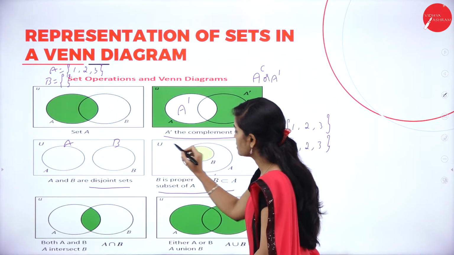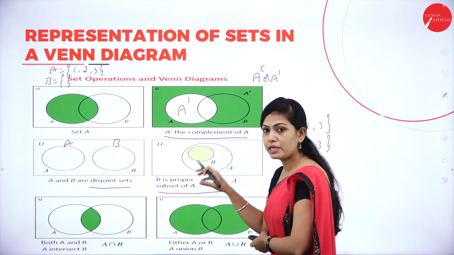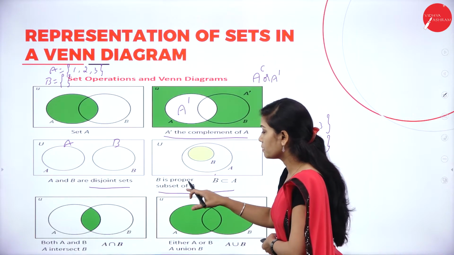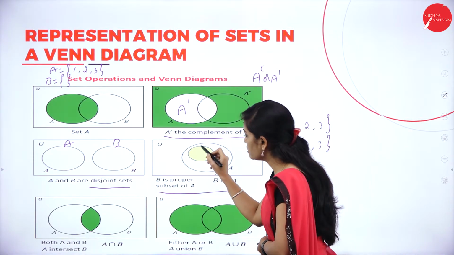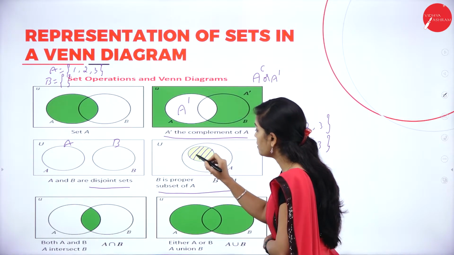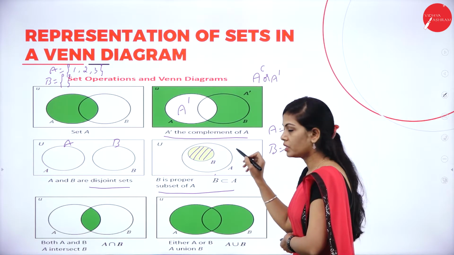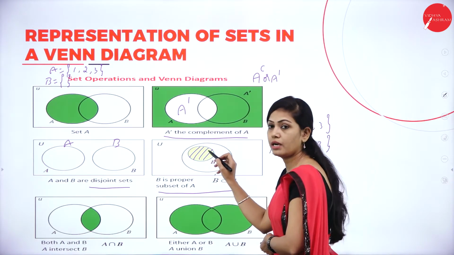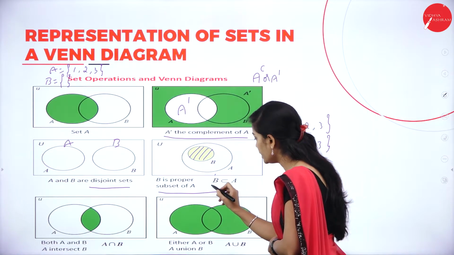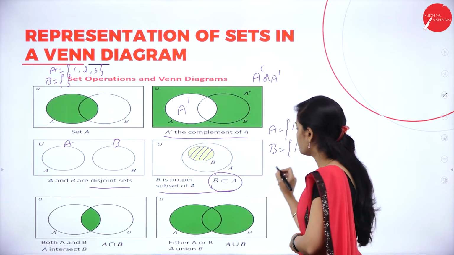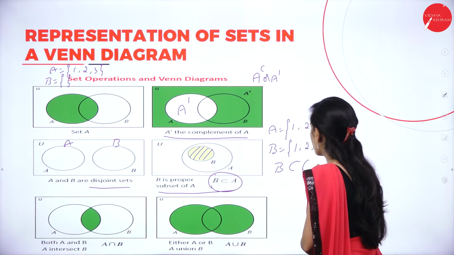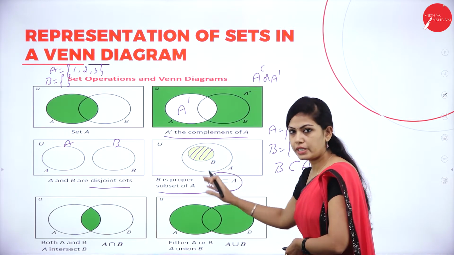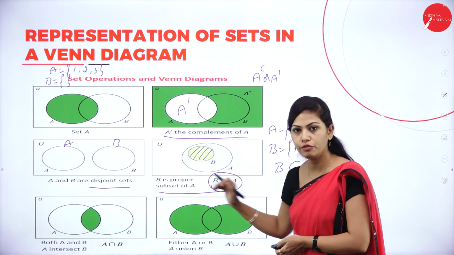So this is the universal set. So here you have to mention B is a proper subset of A. I have shaded this area only. B is a proper subset of A. So I will shade only this area, called proper subset. B is a proper subset of A. This is the Venn diagram for proper subset.